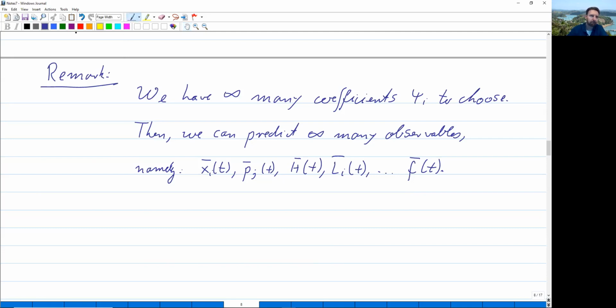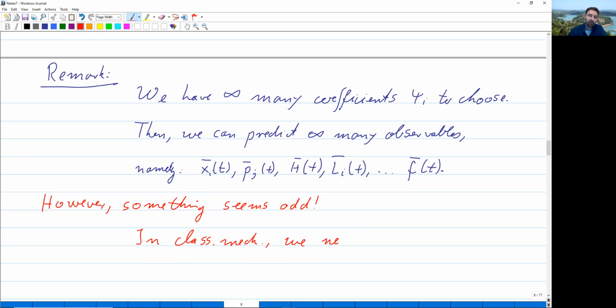But, however, something seems odd. And what is that? Namely, in classical mechanics, we needed how many initial conditions? Two. Not infinitely many, but two initial conditions.